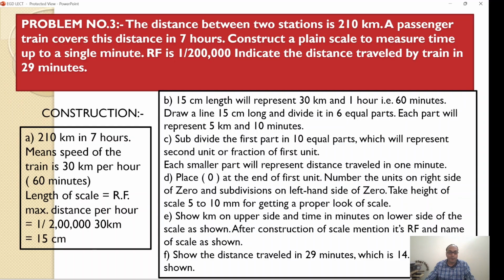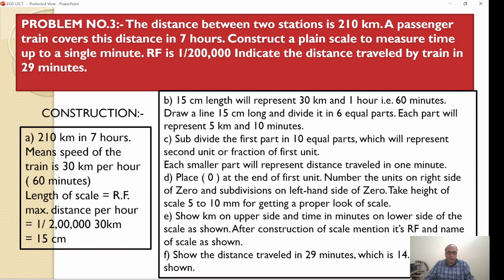The second problem, this is the third problem. This is slightly different from the previous one, but the procedure is similar. The question is: the distance between the two stations is 210 km. A passenger train covers the distance in 7 hours. Construct a plane scale to measure the time up to a single minute. RF is 1 by 200,000. Indicate the distance traveled by the train in 29 minutes.